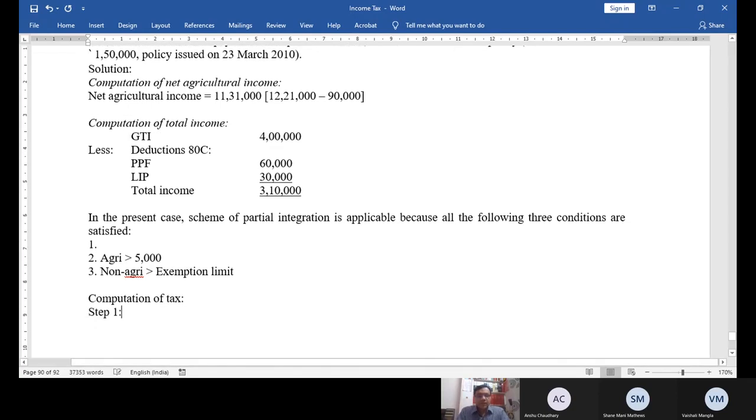Step 1: assume or merge agriculture with non-agriculture. So tax on how much? Club your net agricultural income with total income. This is my first step. It comes to 14,41,000.